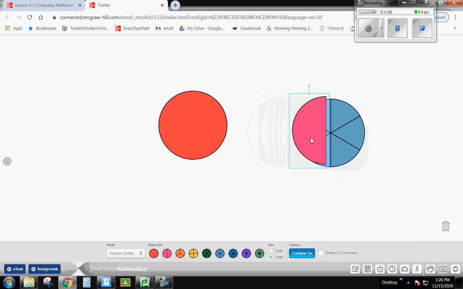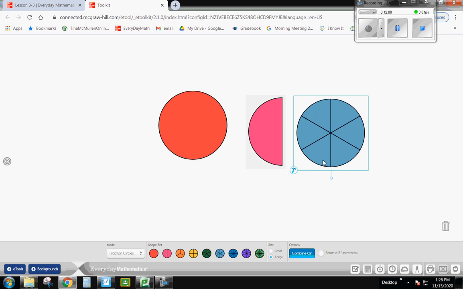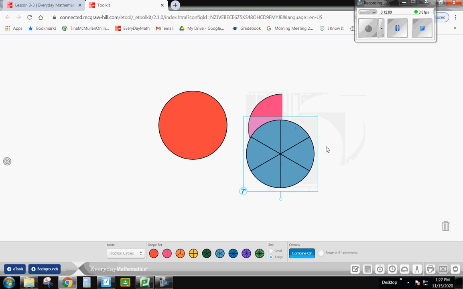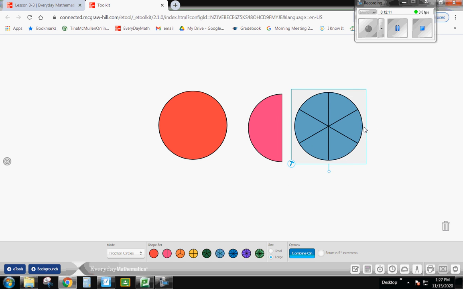All right, can I cover half of that pizza? And yes, I can. I can cover half perfectly. Now, what would this fraction be called? I can see that this covers 3 of those pieces, but out of how many total pieces? And so you count your total pieces, that's going to be your denominator. So 3 out of 6 is equal to 1/2.